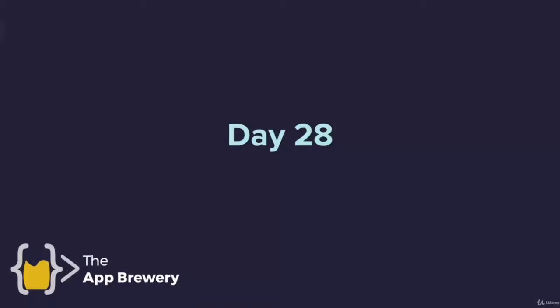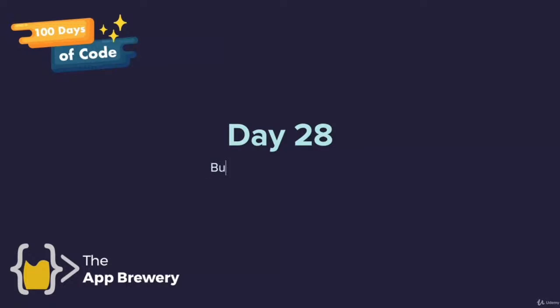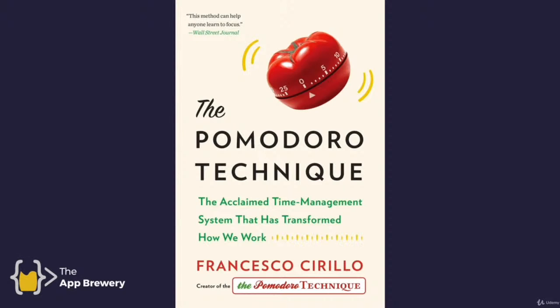Hey guys, welcome to day 28 of 100 Days of Code. Today we're going to be building a Pomodoro app completely from scratch using Tkinter and the knowledge that we gained from yesterday's lessons. Now, you've already heard me talk about the Pomodoro technique, this famous book by Francesco Cirillo. This famous technique that helps people time manage and to get more stuff done.